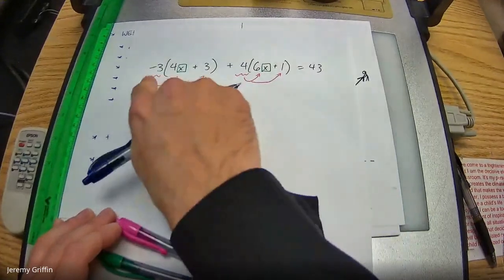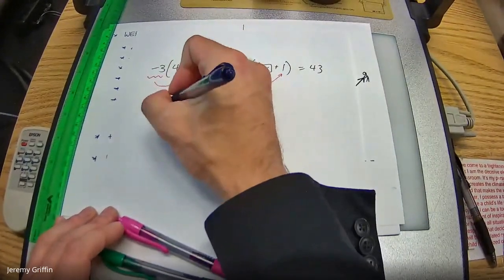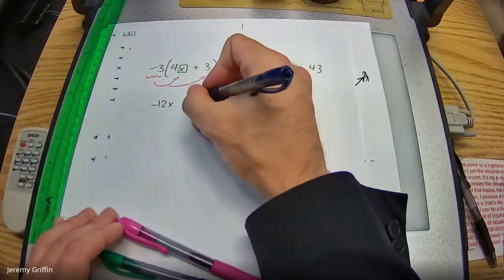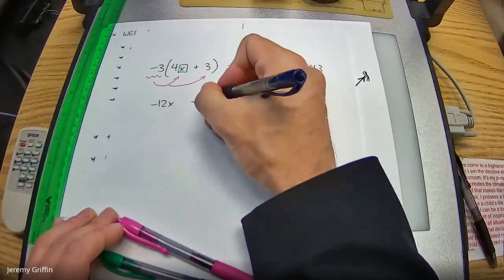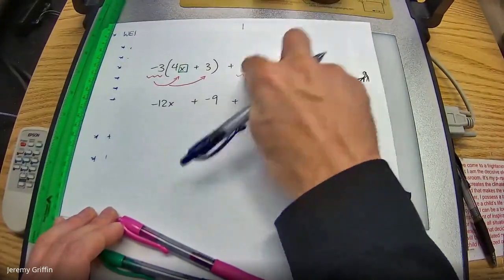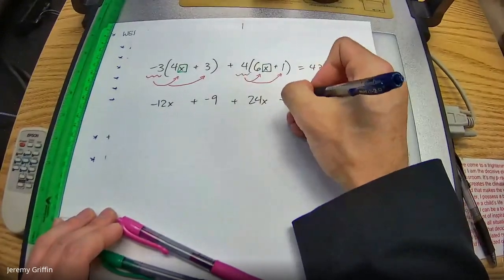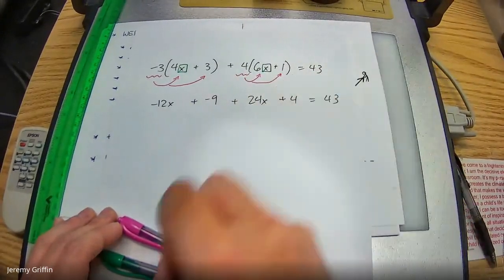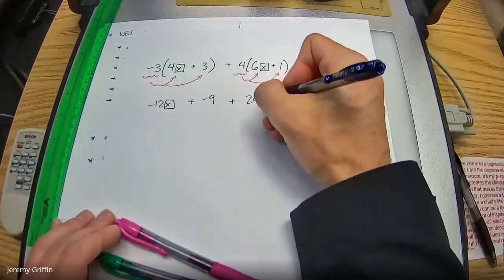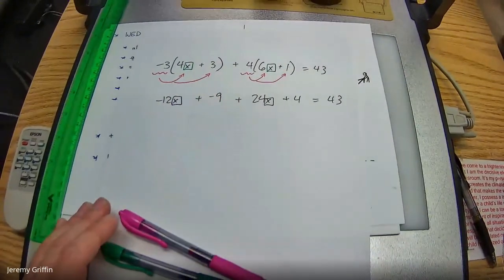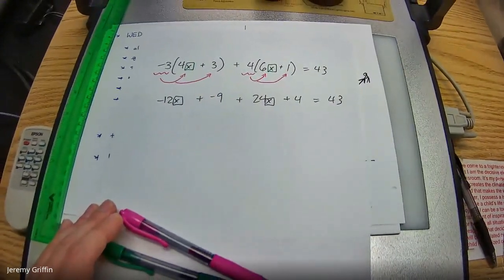Okay. So see, -3 times 4 is -12x, plus -3 times 3 is -9. The plus 4 times 6, 24x, plus 4 times 3, 12. Okay. Still solving for x, which is still in 2 places. Now the next good step is to do what?